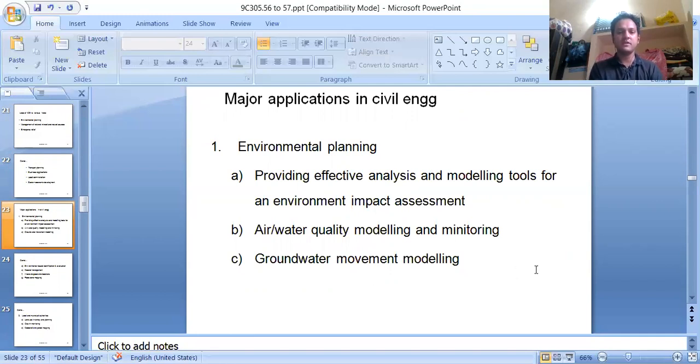Let us discuss. The first thing is environmental planning. Providing effective analysis and modeling tools for environmental impact assessment. Air quality or water quality modeling and monitoring. So this can be done in environmental planning. Groundwater movement and modeling.